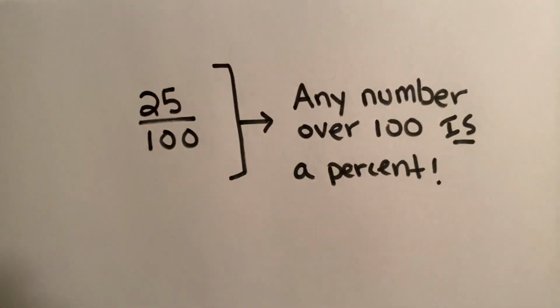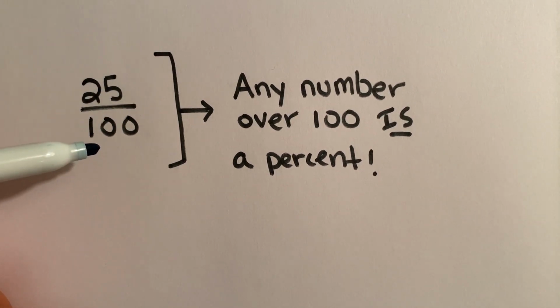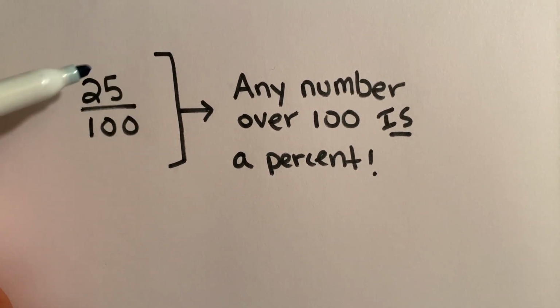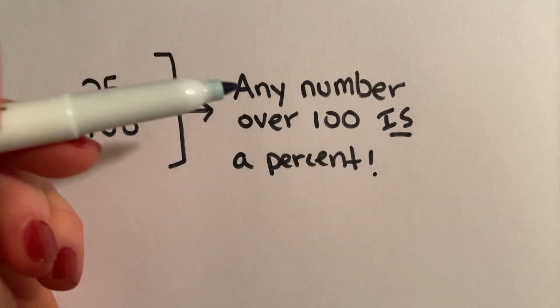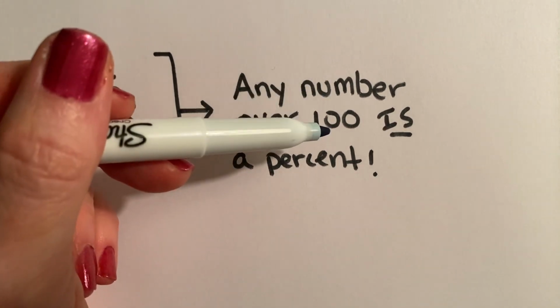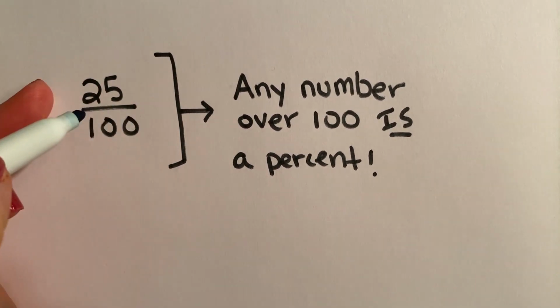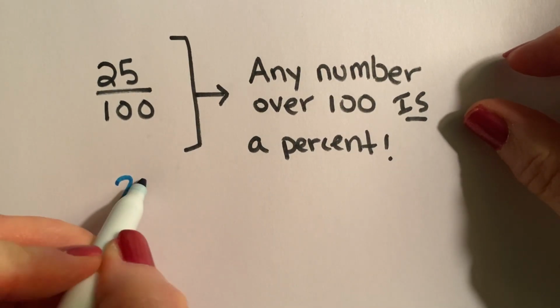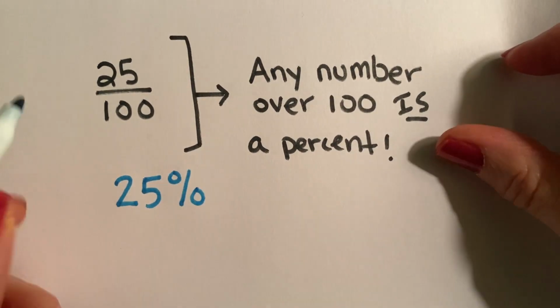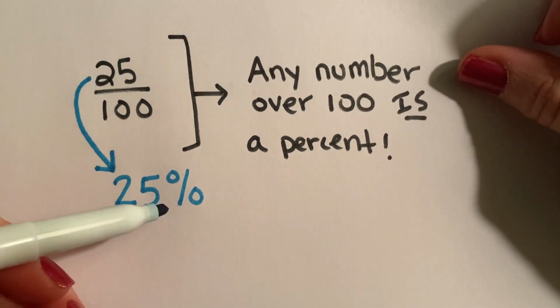Okay, so one thing that I want to bring up, which you probably didn't know: you see how I have 25 over 100? You're actually looking at a percent right now, and you probably didn't know it. In fact, any number over 100 is a percent. When you take a number like 25 and put it over 100, you just basically said 25%. That's what that means.